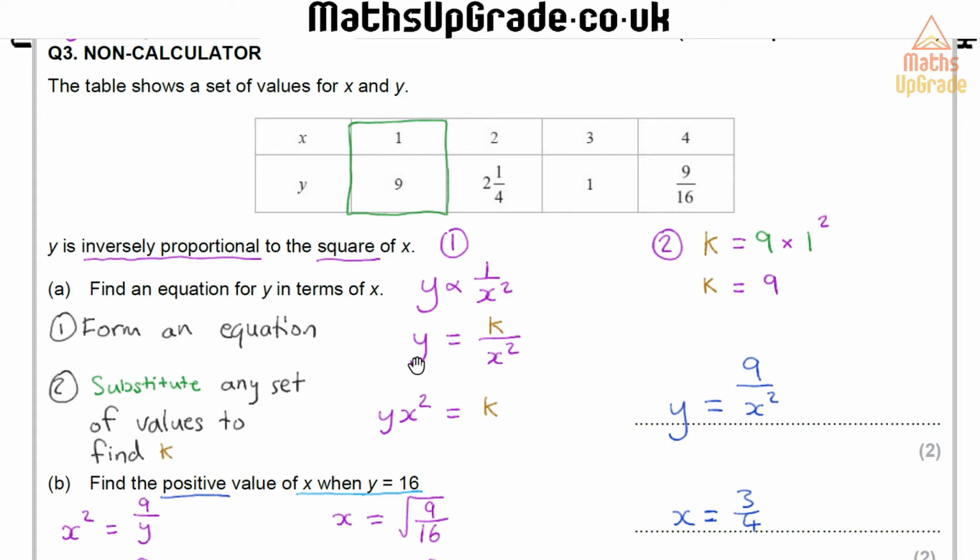I'm just going to rearrange this so k is the subject of the equation. So k equals y times x squared. I'm going to use any pair of values here for x and y to find the value of k. So I'm just using these ones here since these are fairly easy. So x is 1 and y is 9. When I use x is 1 and y is 9 in here, I'll get 9 times 1 squared, so k must be 9. So my equation is now y equals 9 over x squared.